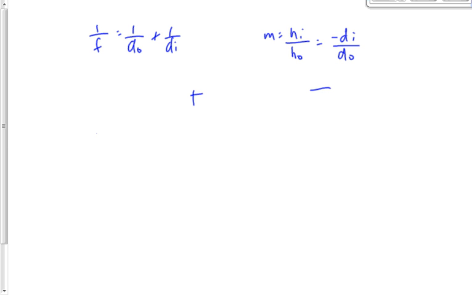Let's look at focal length first. Okay, focal length, the distance from the mirror to the focal point. When is it going to be positive? When is it going to be negative? About half the time is positive, half the time is negative, right? But which half is positive, which half is negative?